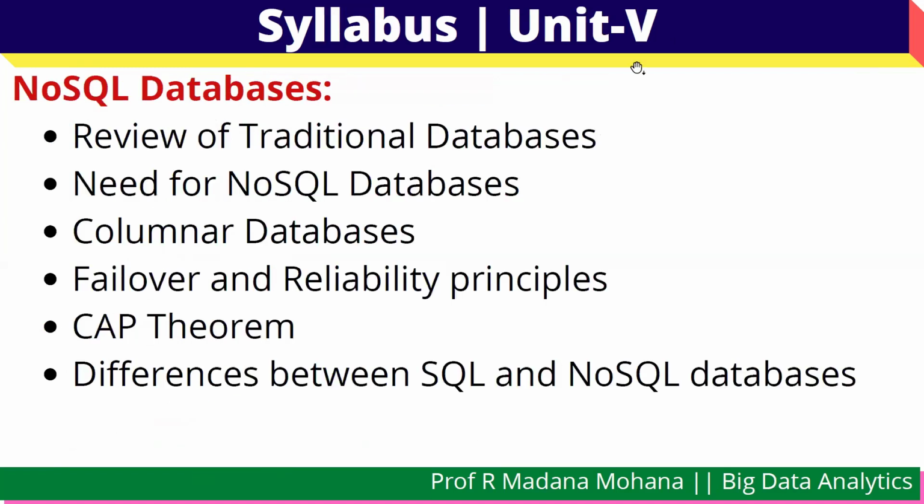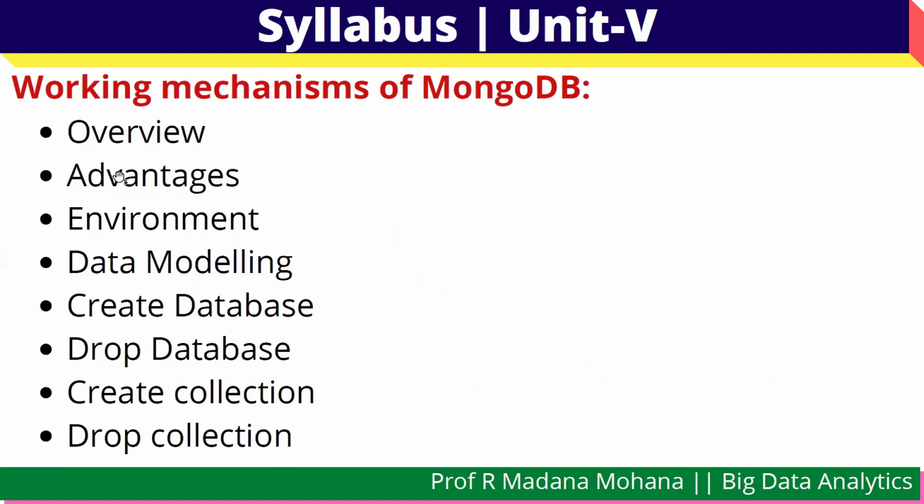Then finally, module 5 or unit 5, here the first part, NoSQL databases. Here first reviewing traditional databases, then what is the need for NoSQL databases, then what is a columnar database, then what is the concept of failover and reliability principles, then the CAP theorem, then differences between SQL and NoSQL databases, then the working mechanism of MongoDB, which is one of the NoSQL databases.